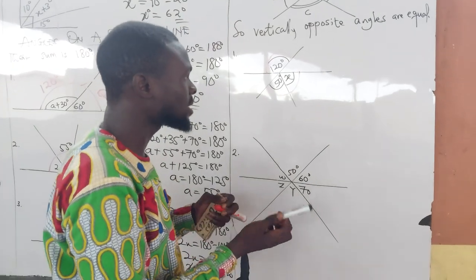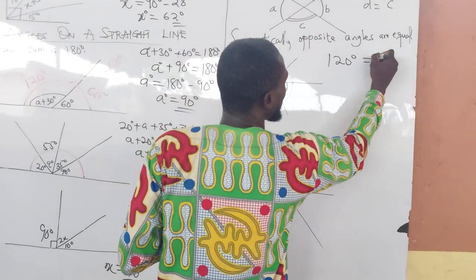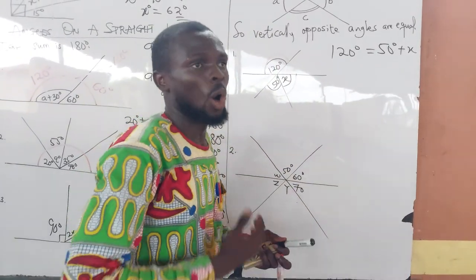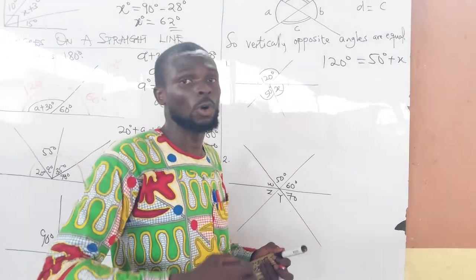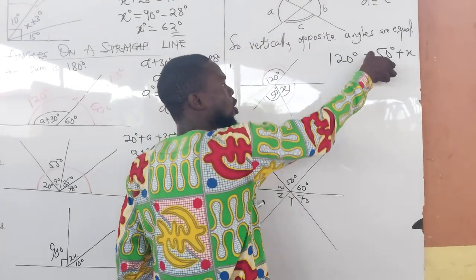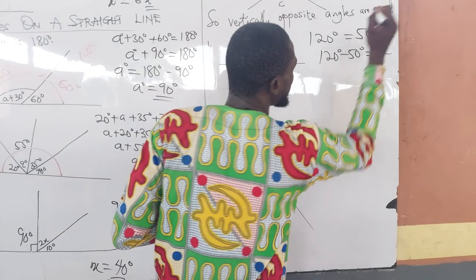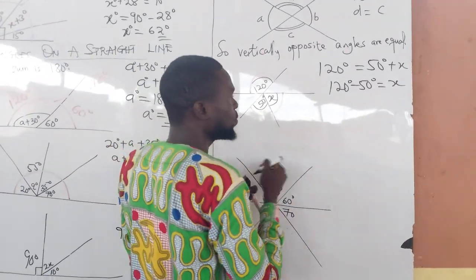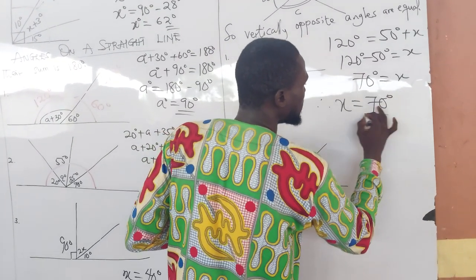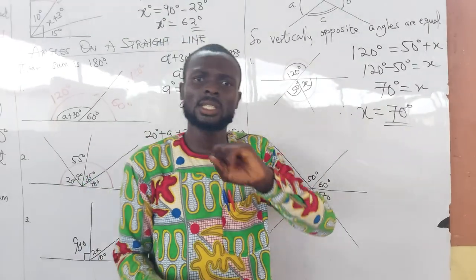So if I want my x, I can say 120 degrees is equal to 50 degrees plus x. Now this becomes an equation for you to solve. Always we let the variable we are solving for be positive. So if I want the x to be positive, I'll maintain the x and rather shift the 50 to this side, which will give me 120 degrees minus 50 degrees is equal to x. You do your subtraction. What do we have? We have 70 degrees is equal to x. So therefore, x is equal to 70 degrees. And this is all about the vertically opposite angles.